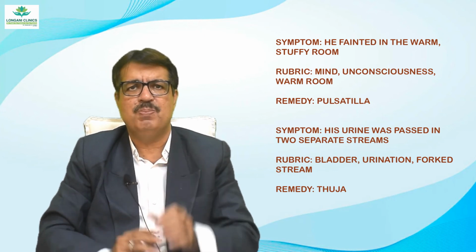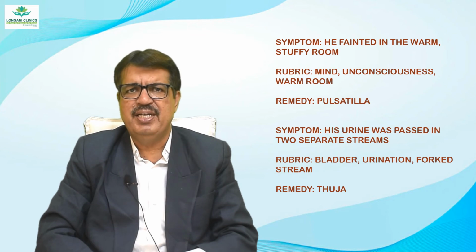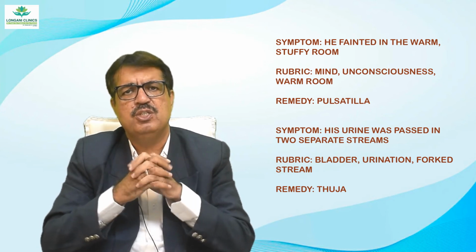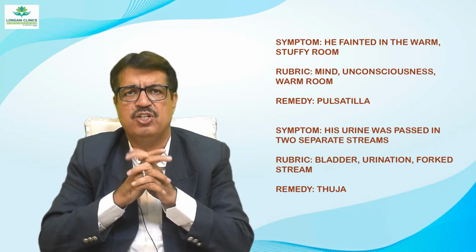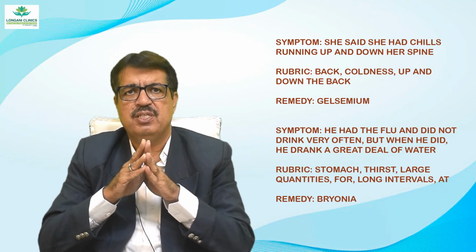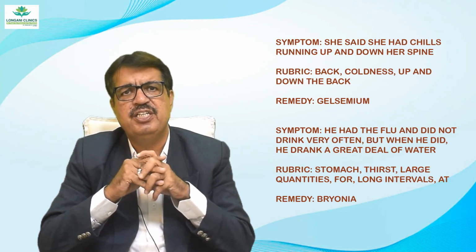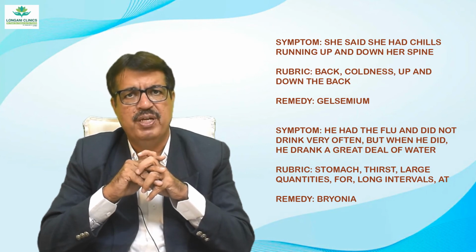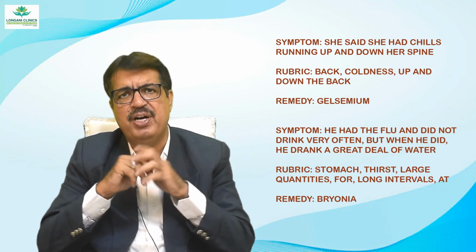The medicine is pulsatilla. Next symptom: his urine was passed in 2 separate streams. The rubric: bladder, urination, forked streams. The remedy is thuja. The symptom: she said she had chills running up and down her spine. The rubric: back, coldness, up and down the back.